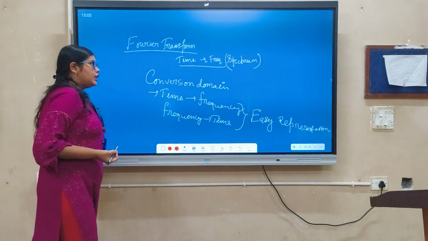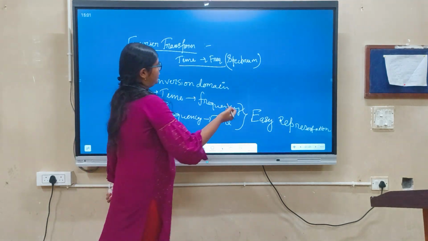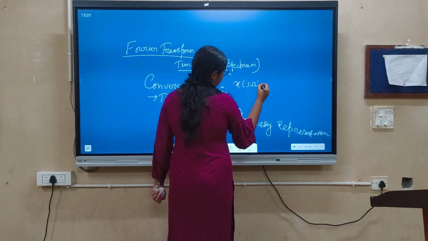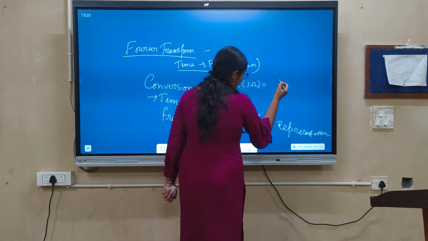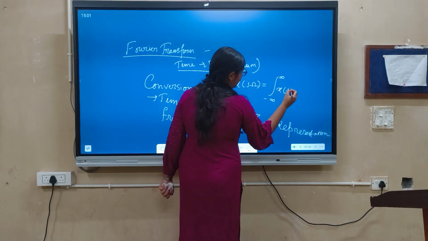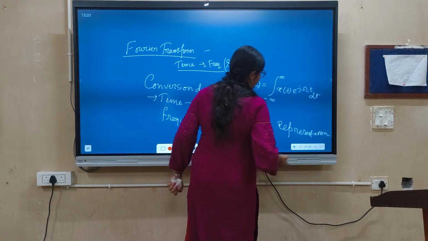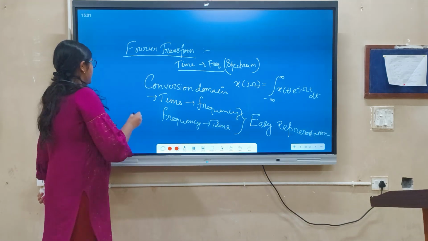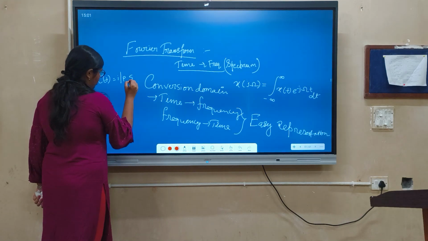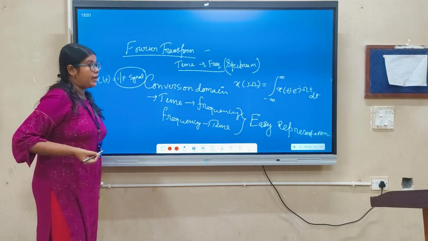Now, the main equation of Fourier transform is X of j omega equal to the integration from minus infinity to infinity of x of t e to the power minus j omega t dt. Now the question is, what about x of t? x of t is nothing but the input signal, or which signal we have to check, right?